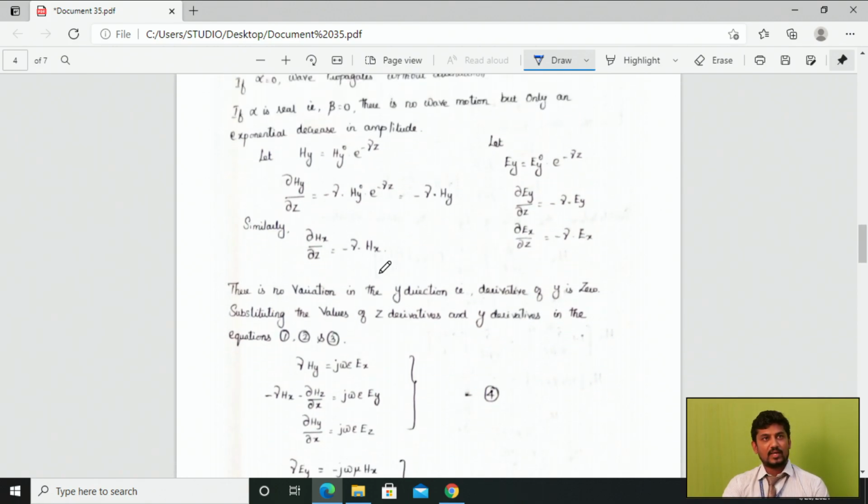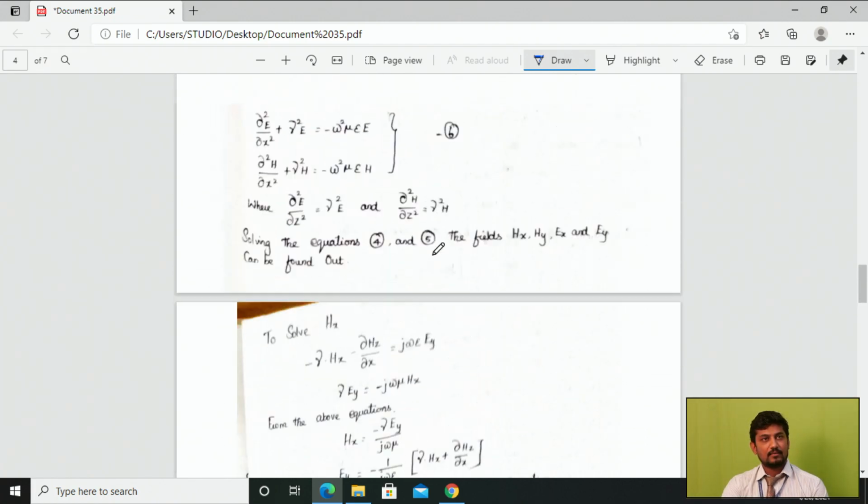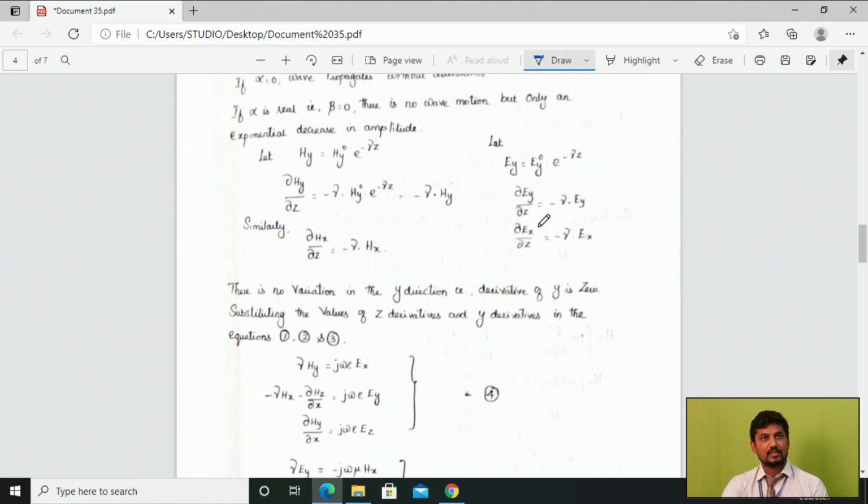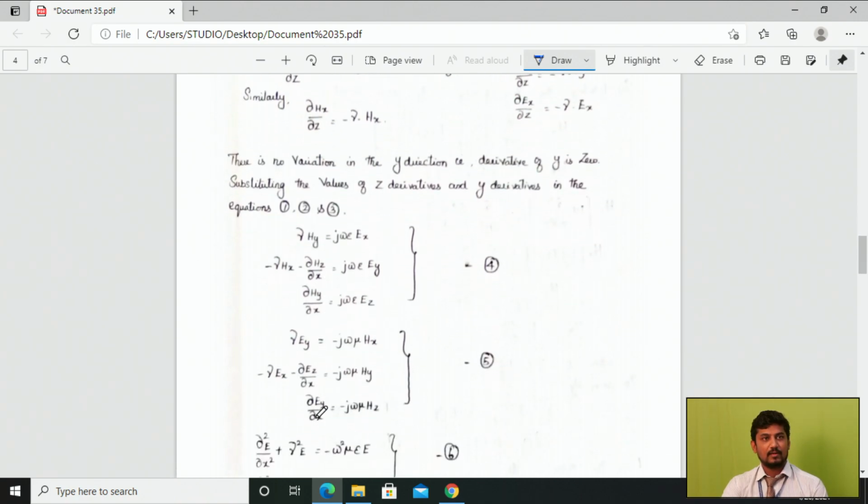Now only one condition. We consider the y direction: y derivatives are 0, x derivatives we keep as they are, and we find only the z derivatives. There are 3 derivatives: x derivatives, y derivatives, z derivatives. The y derivatives value is 0 and the z derivatives we keep. So we will find the z derivatives: dou Hy by dou z, dou Ey by dou z, dou Ex by dou z, dou Hx by dou z. These are all the z derivatives, and y derivatives are put as 0 and x derivatives are kept. So finally we substitute these 3 conditions: x derivatives, dou Hz by dou x, dou Hy by dou x, just keep them, and y derivatives put 0. Only the z derivatives we substitute.